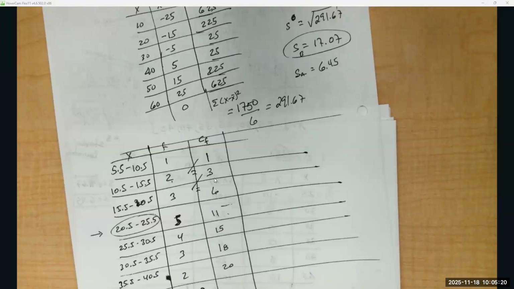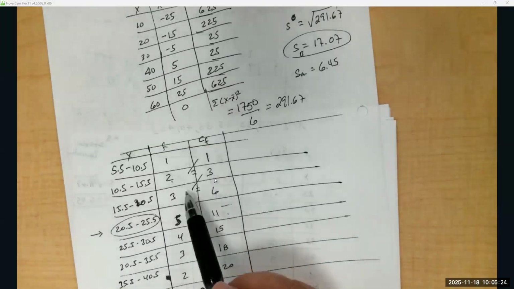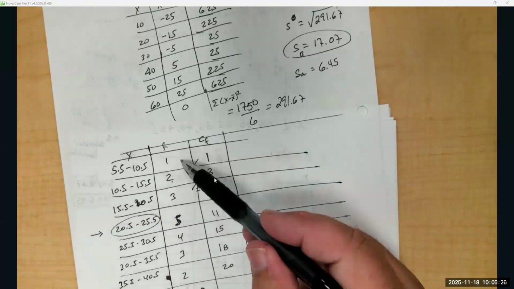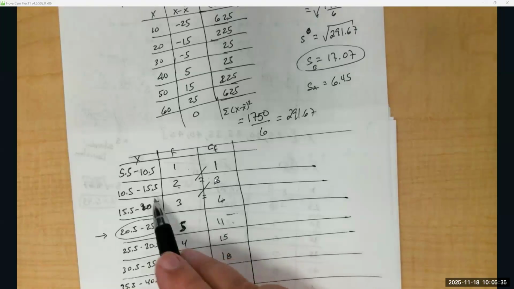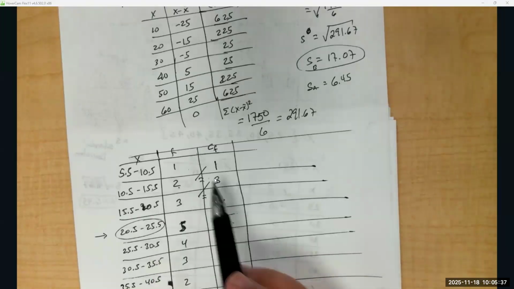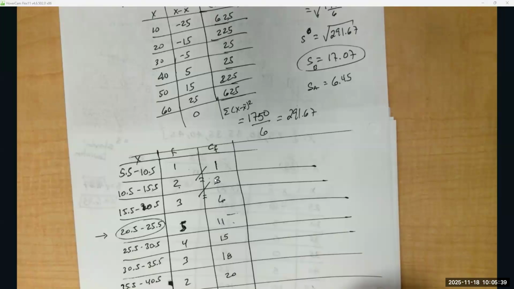So yeah, there's only one way to do cumulative frequency. It's a running total. So everything from that point down, what we have. All right, so now, how do we find the variance and deviation of grouped data?